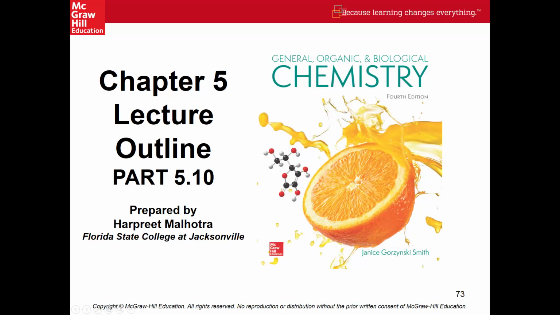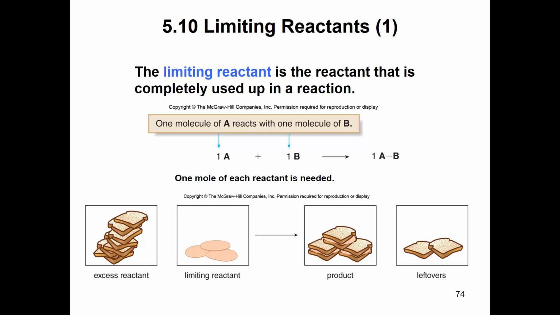For y'all that have been with me the whole time, this is actually the last part of Chapter 5. So in this, we're going to end up with our chemical equations and reactions, and we're going to talk about what's called a limiting reactant. A limiting reactant is the reactant that is going to be completely used up in a reaction.